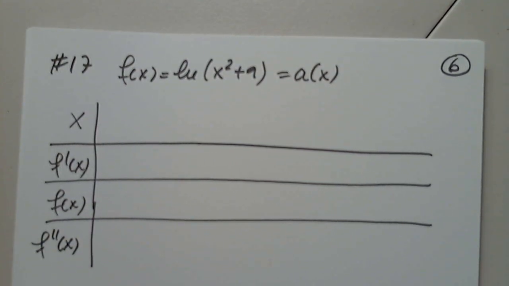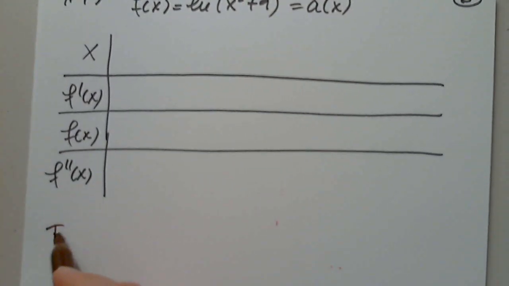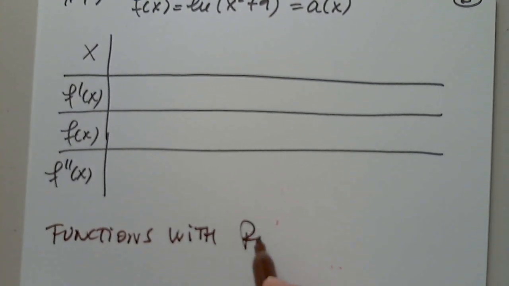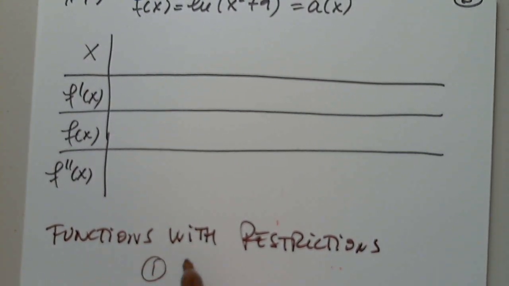What did we say? Real numbers? Yes, but what type of numbers should these be? This is not a function defined on all real numbers in general. It could be, but it's by chance. So the functions with restrictions are, number one, rational.